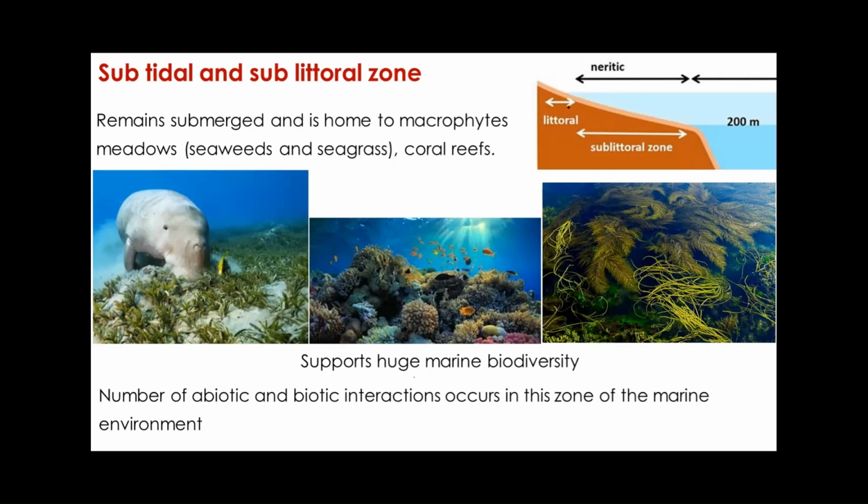If you remember, this is the littoral zone and then you have the subtidal and the sublittoral zone. This is the sublittoral zone, up to 200-meter depth on top of the continental shelf. So we are moving from the intertidal to the subtidal and the sublittoral zone. We know that the subtidal or sublittoral zone also falls in the neritic zone.